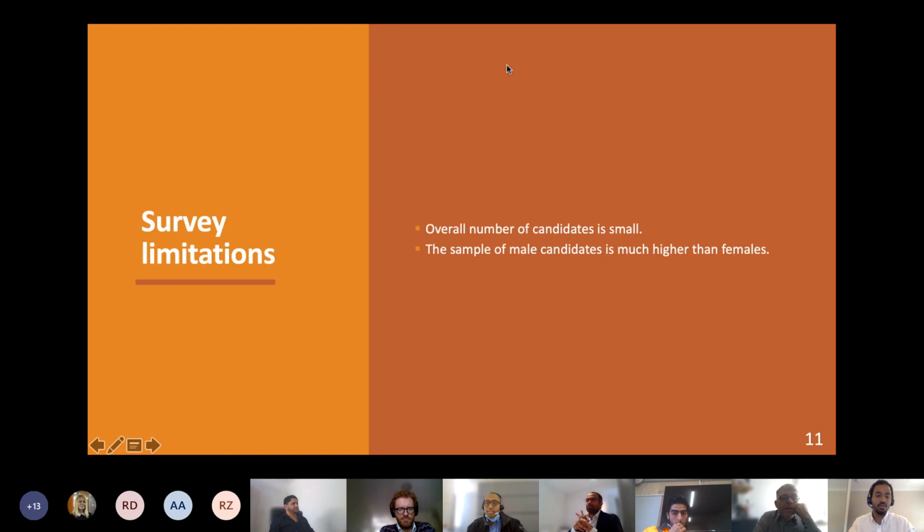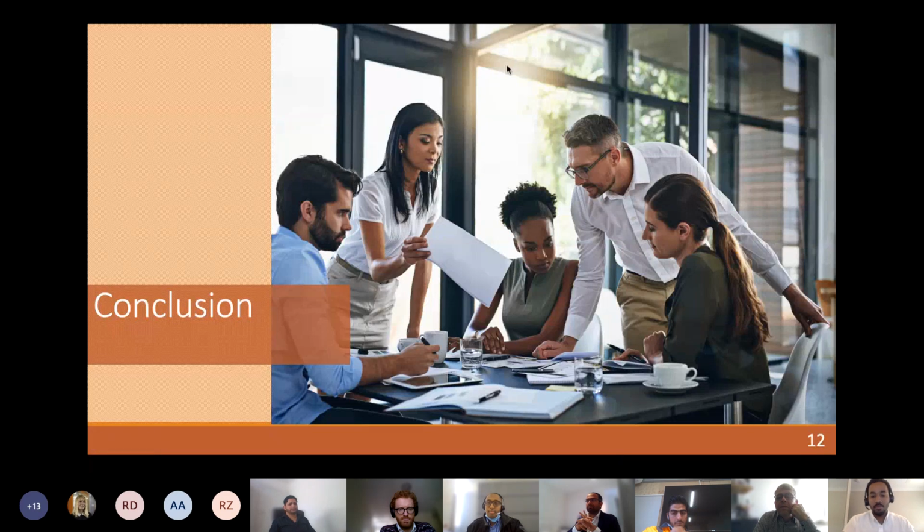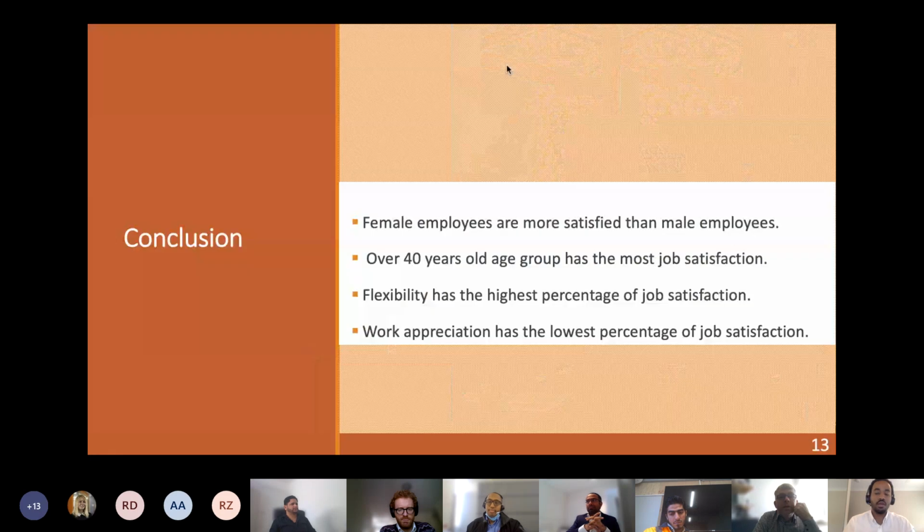The final part, thanks, Mohammed, which is the conclusion. After conducting the survey, we've realized that female employees are more satisfied than male. We've also realized that the over 40 age group has the highest level of job satisfaction. In terms of factors that we've considered in our survey, flexibility has the highest percentage of job satisfaction. On the other hand, work appreciation has the lowest percentage of job satisfaction. And this will conclude our presentation.